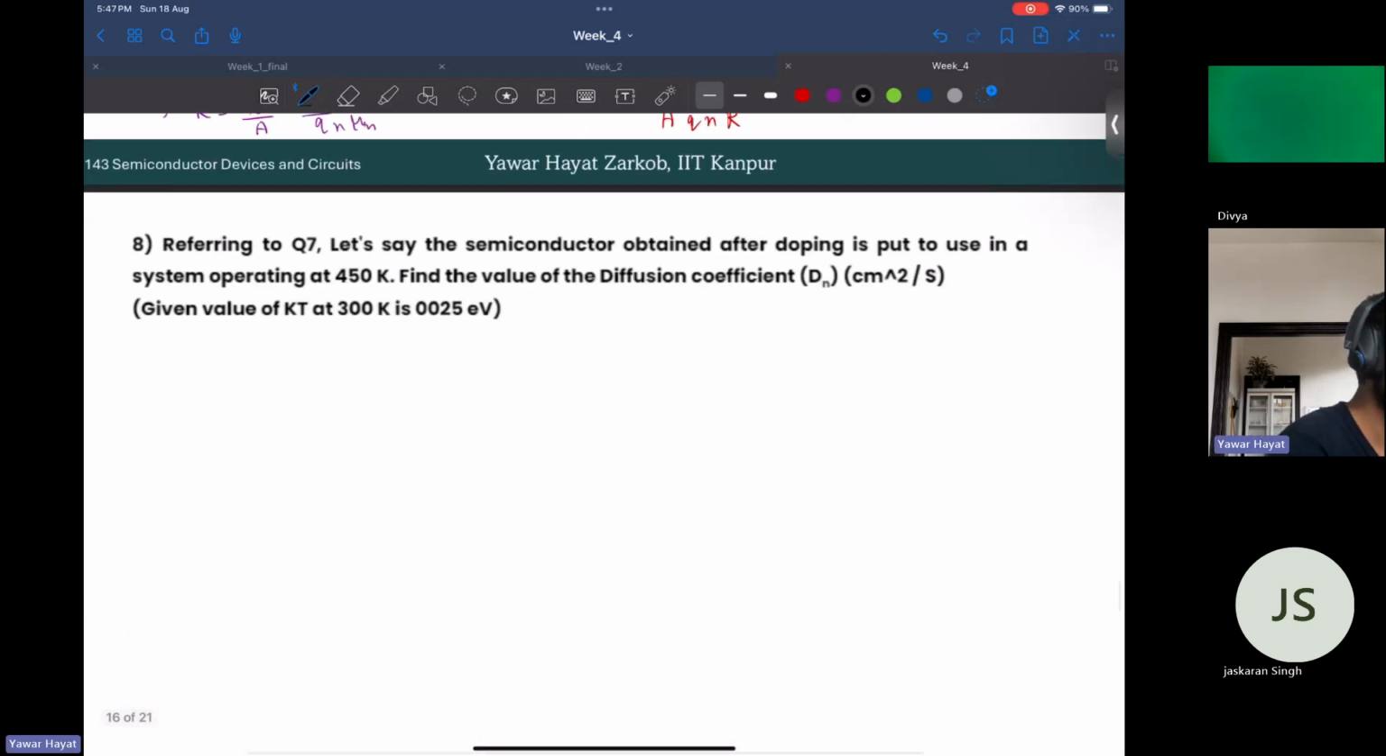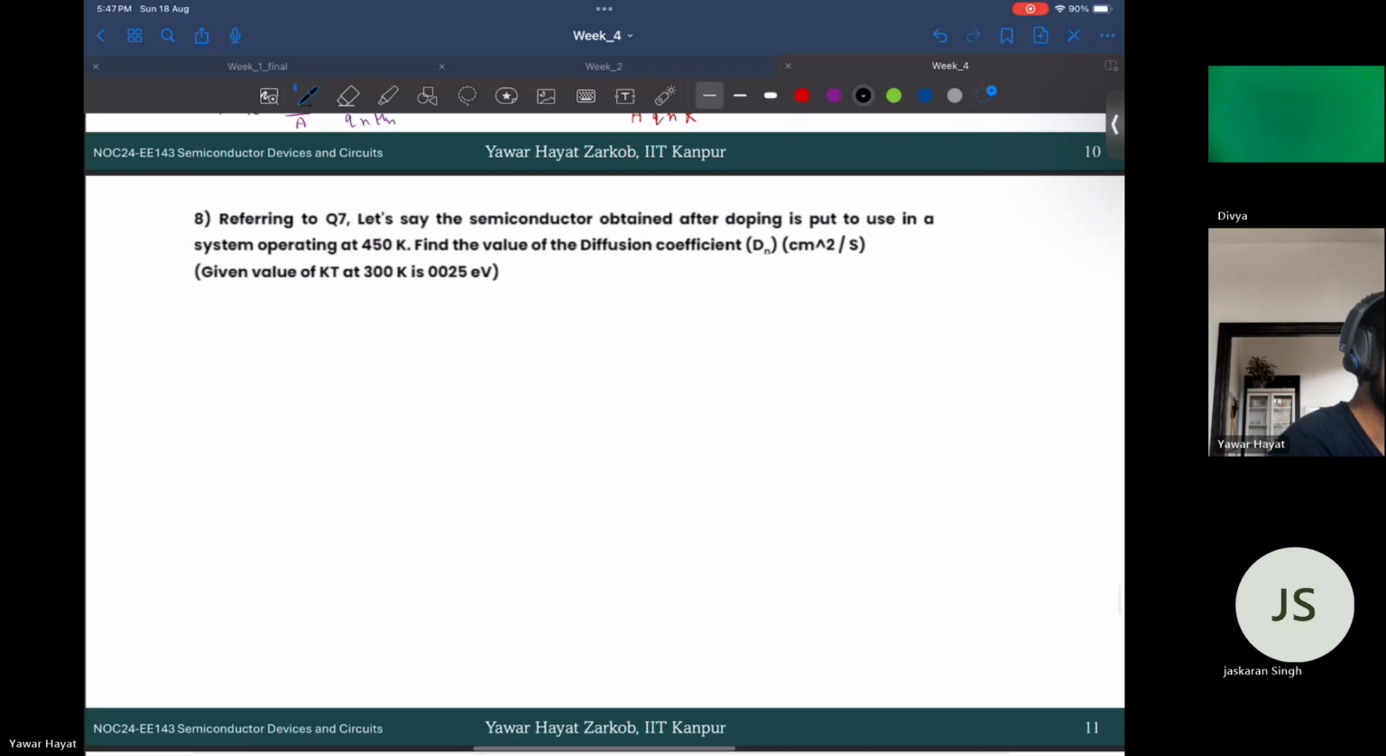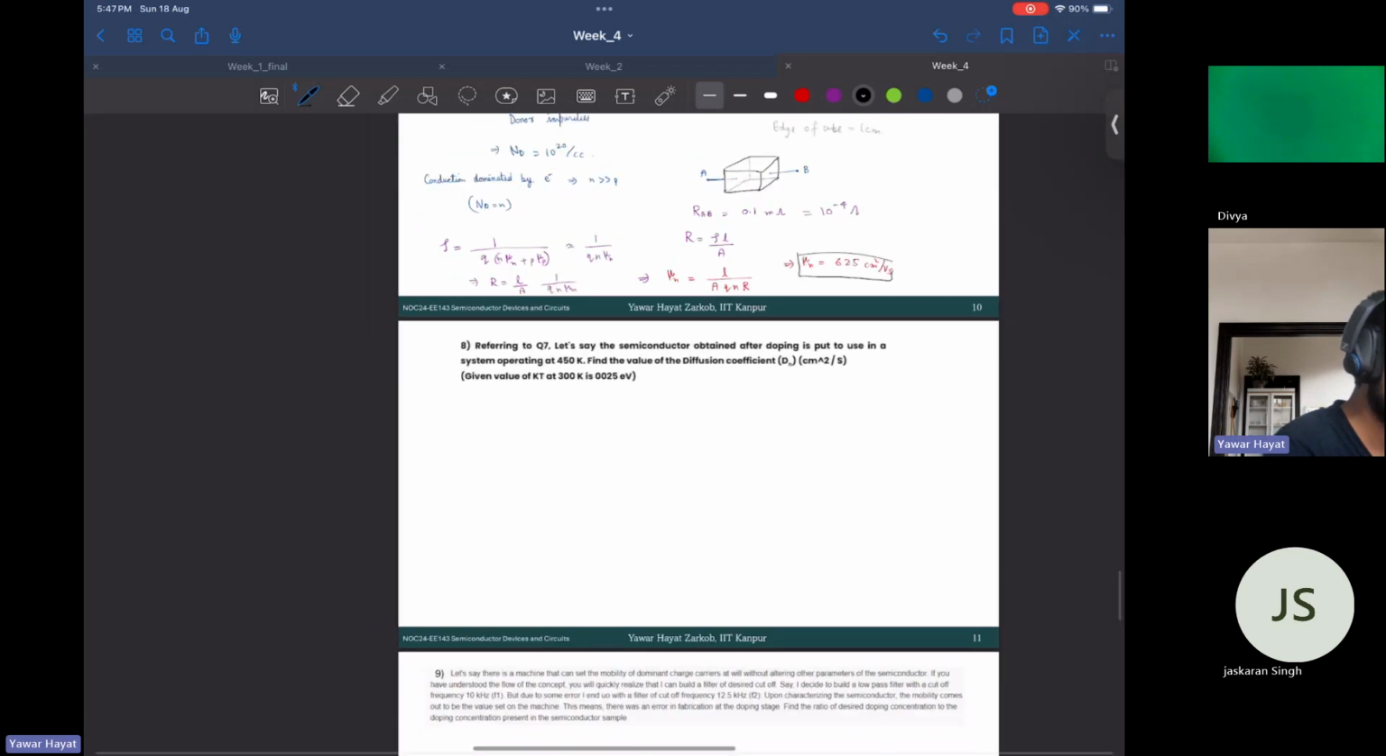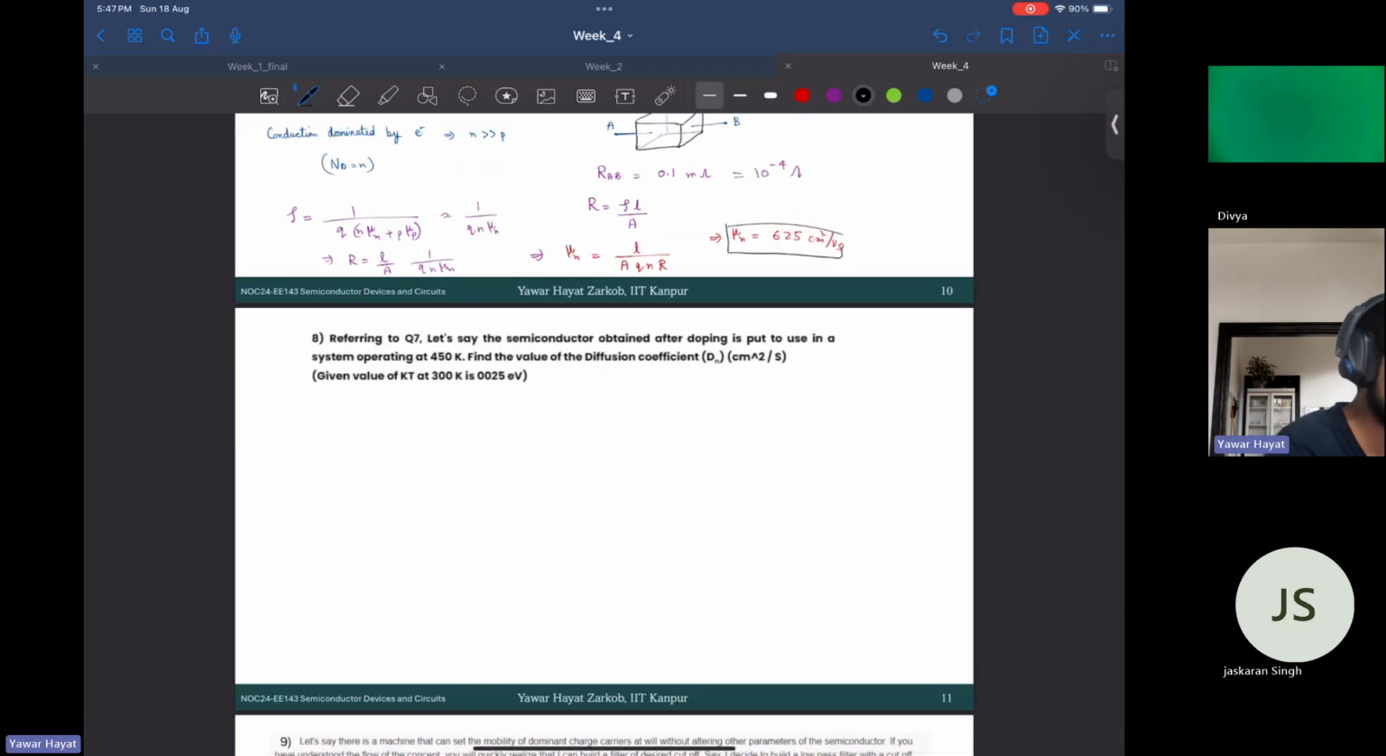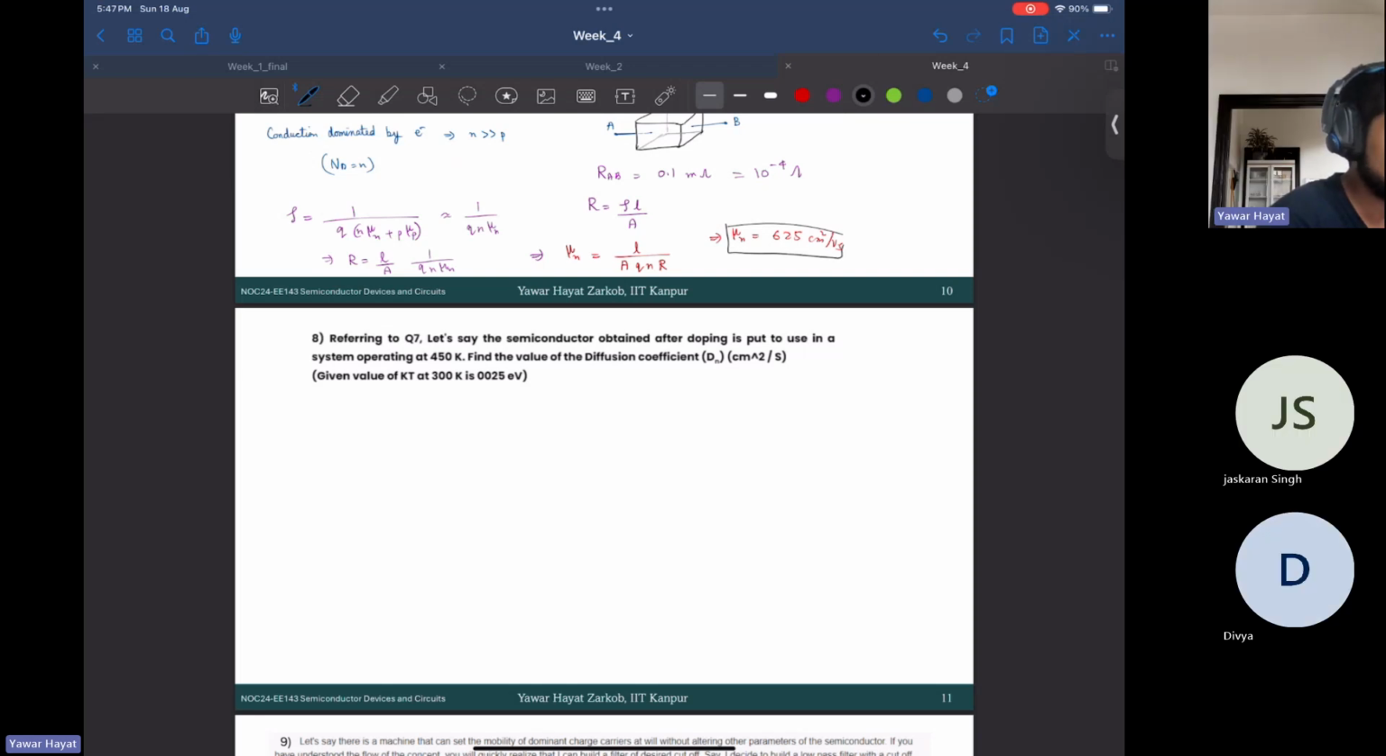Now, question number 8. Please try to attempt this one. This is referring to question 7 itself. Let's say the semiconductor obtained after doping is put to use in a system operating at 450 Kelvin. You need to find the value of the diffusion coefficient Dn in centimeter square per second. Given value of kT at 300 Kelvin is 0.025 electron volt. Please solve this one.